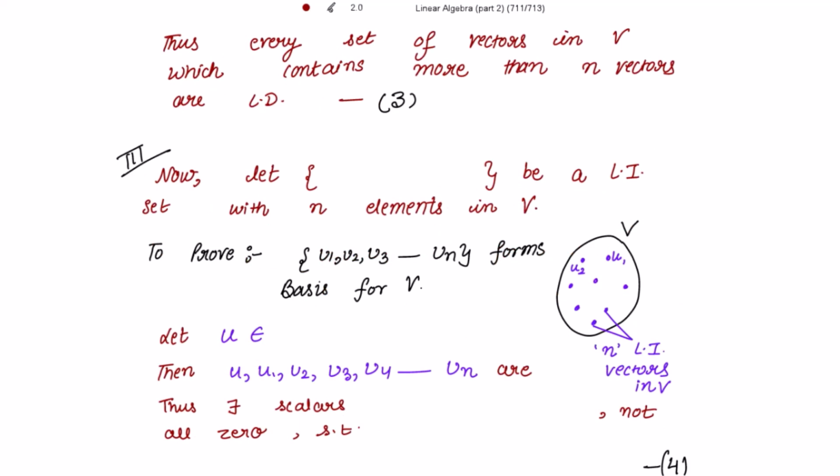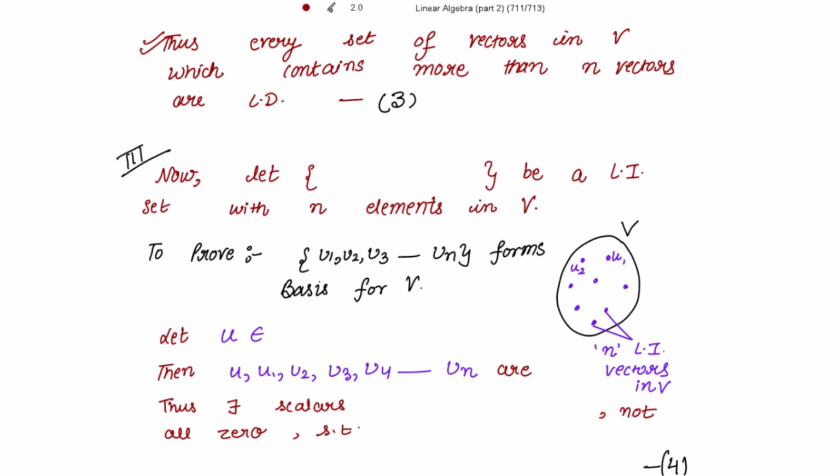So thus every set of vectors in V having more than n vectors are linearly dependent. Fine, marking this result as 3. This result is important to use further. Now to get the basis for V.